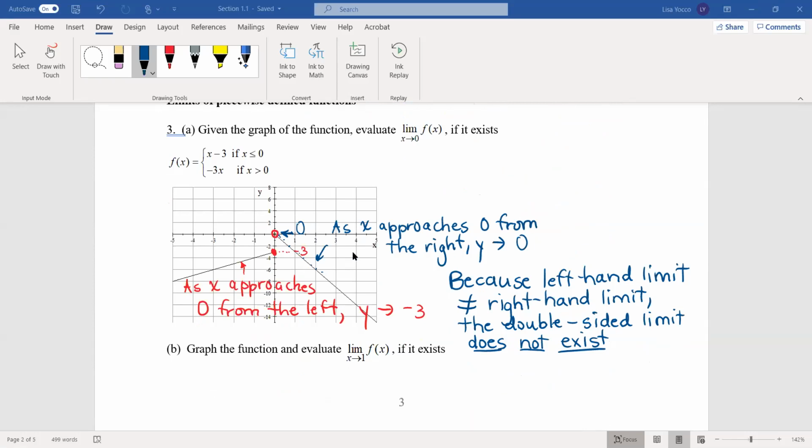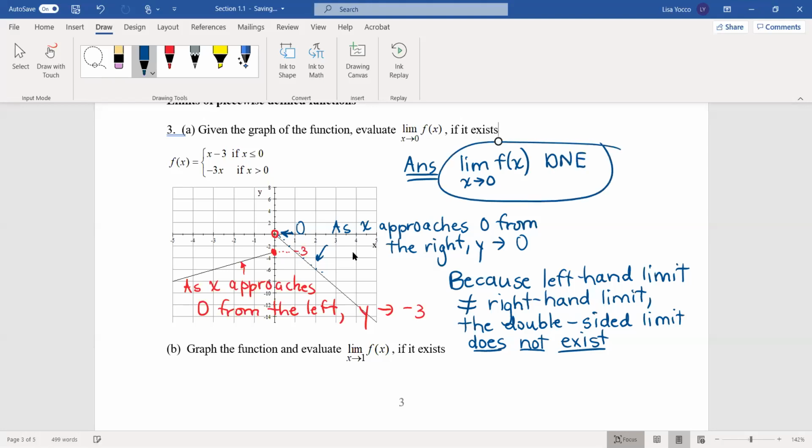All right. So in answering the question, we would say the limit of the function as x approaches 0, I use the abbreviation DNE. That's DNE, does not exist. All right. DNE. Question on that one?